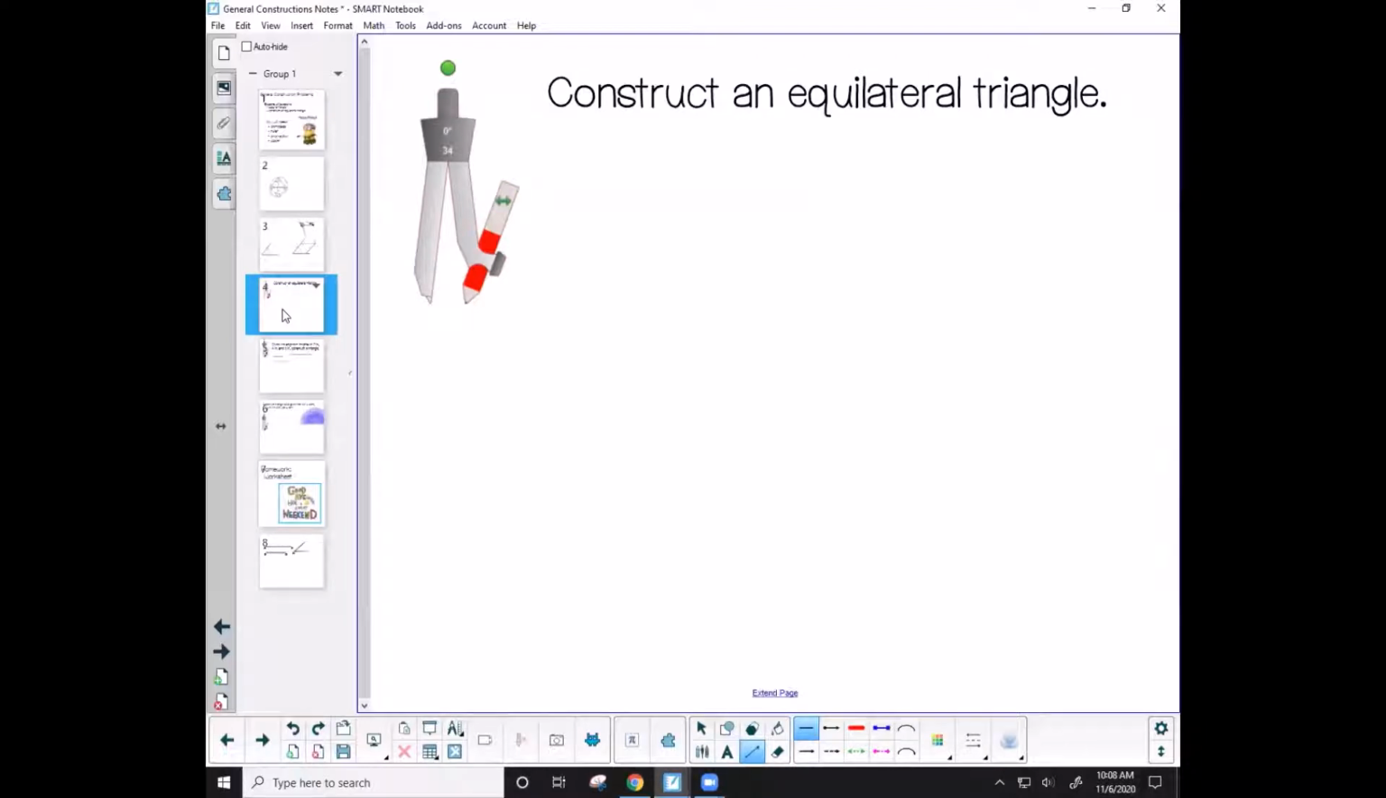So what do we know about equilateral triangles? All sides are congruent, right? So let's start with this segment. That is going to be the length of each of our three side lengths of our triangle. Okay, so we're going to start with the segment. We're going to use that as one of our sides of our triangle. Everybody good?